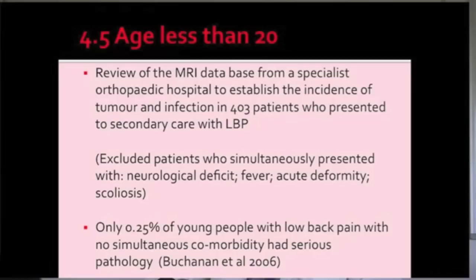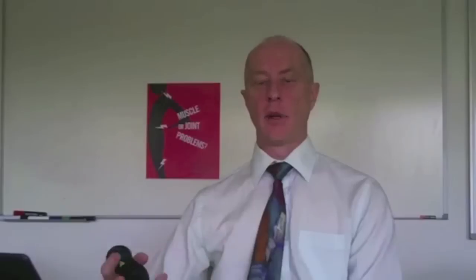So once you'd removed all of those particular patients, they found that only 0.25% of young people with low back pain with no simultaneous comorbidity had serious pathology. But again, I think it's quite interesting when you look at the results in terms of which patients they've actually excluded from the study, and whether you consider that the combination of these things alongside age would actually be an important factor. And we'll talk about the combinations of red flags a bit more in a minute.